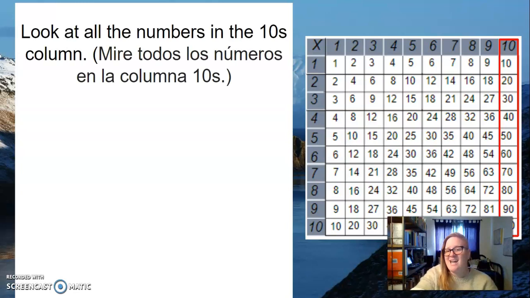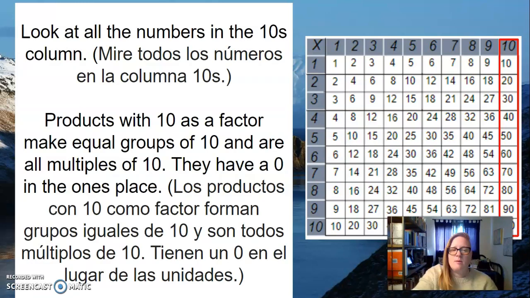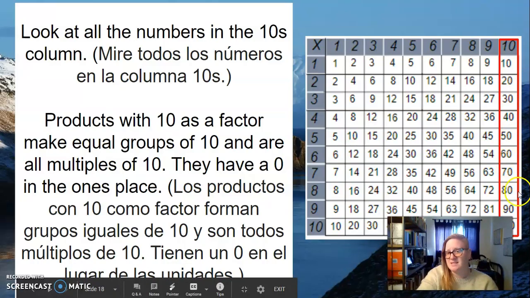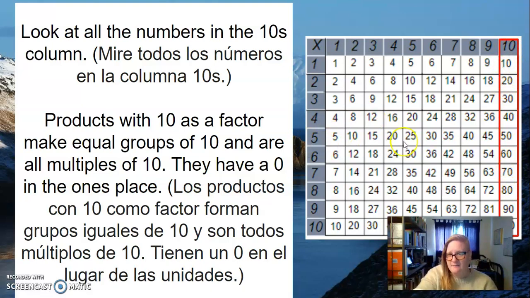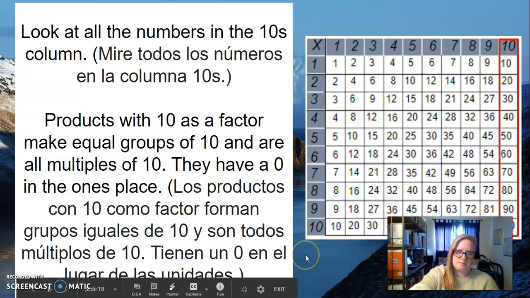Now look at the numbers in the tens column. Products with 10 as a factor make equal groups of 10 and are all multiples of 10. They have a 0 in the ones place, all of them, 10, 20, 30, 40, 50, 60. So that also means 10 times 5 equals 50. 50 divided by 5 equals 10. 50 divided by 10 equals 5.